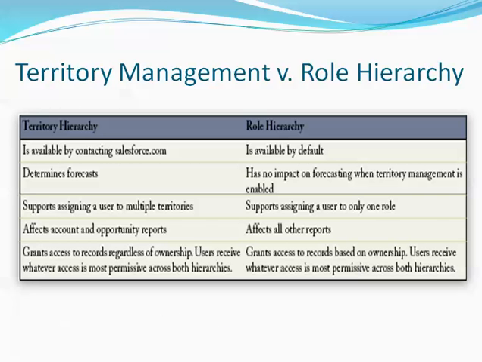A little bit I'll get into later, but you will probably need to understand the territory management versus role hierarchy. You can pause this slide and take a look at this real briefly if you need a real quick overview. But territory management is something that I'll be going over in a few other videos in the future. But overall, that's it in a nutshell.